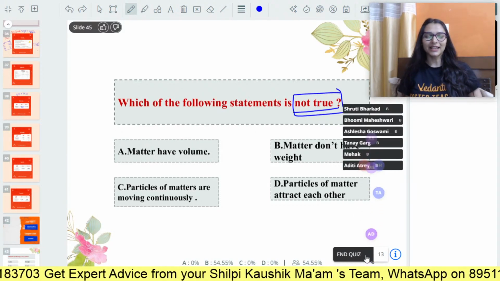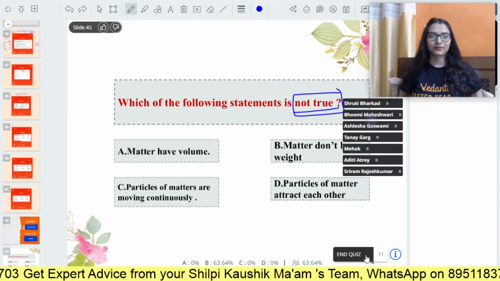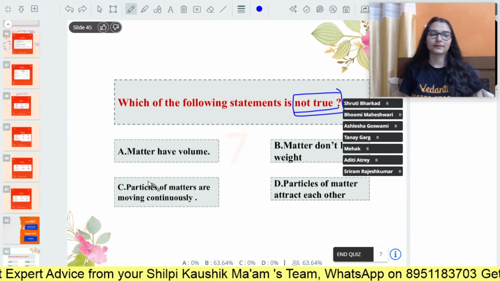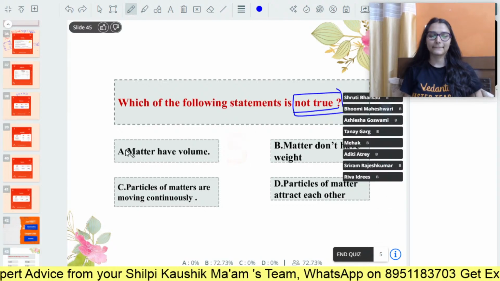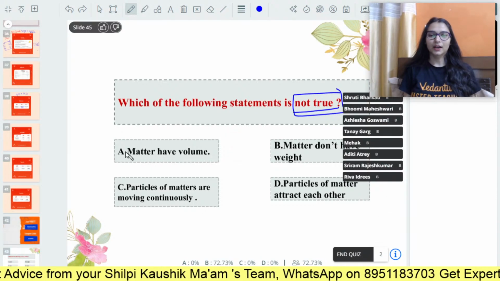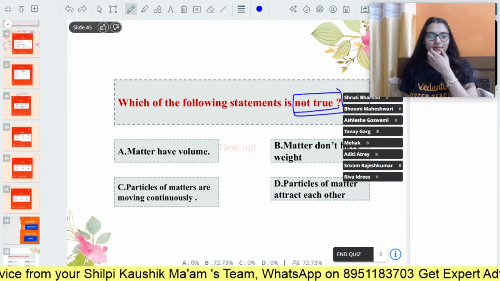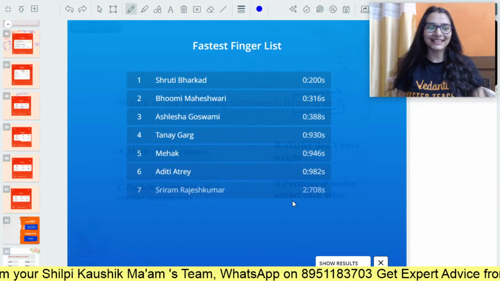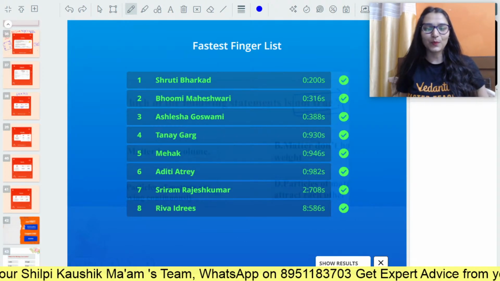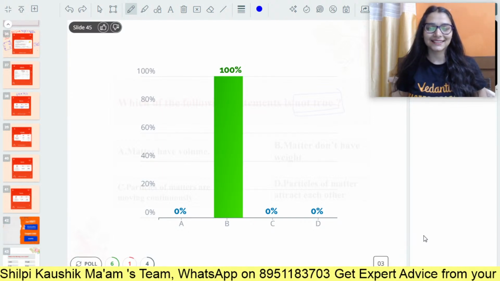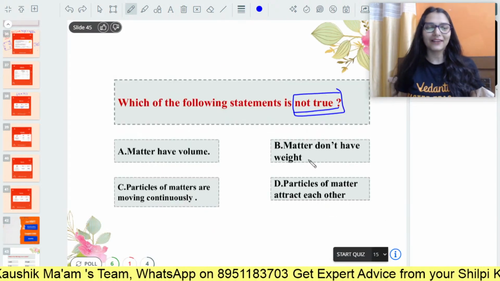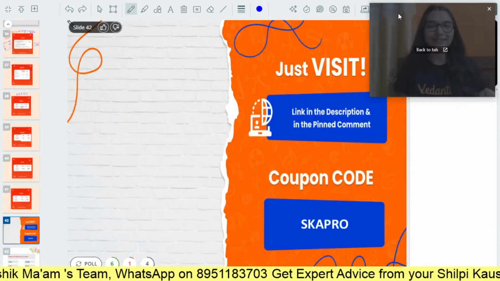Wrong statement बताना है. Don't get confused. Wow, you guys are so amazing. Keep it up. Yes, the right answer is they do not have weight, they do have mass. है ना, mass होता है. This is the first thing that we talked about.